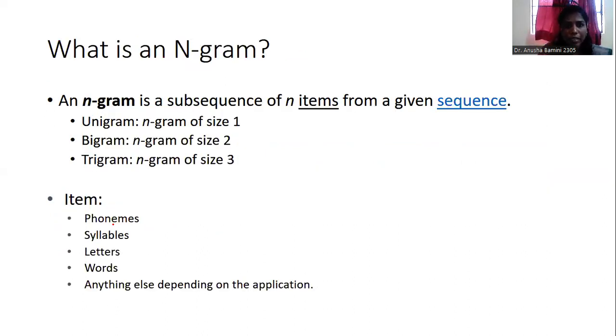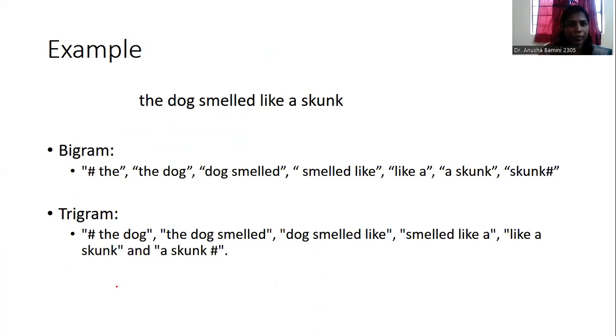So the N-gram subsequence can be termed as n items from a sequence. As you already know, unigram means an n-gram of size 1, bigram size 2, trigram size 3. This n-gram can be applied based upon phonemes, syllables, letters, words, etc. Then a little example is given here: The dog smelled like a skunk. For a bigram, we are combining two words.